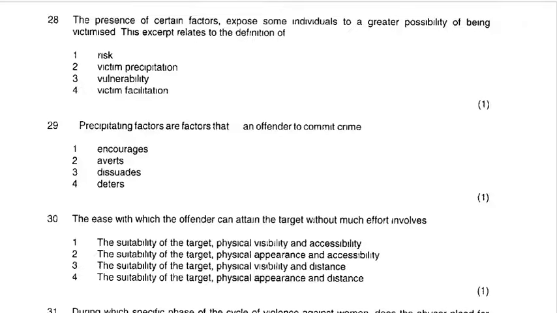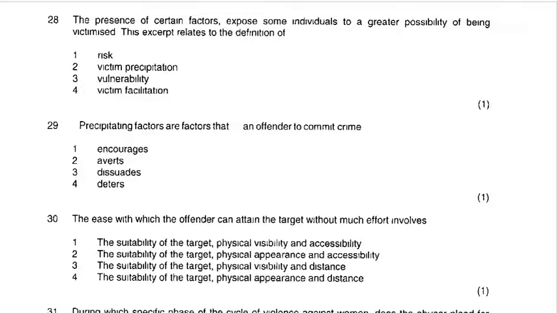29. Precipitating factors are factors that an offender to commit crime. The answer is 1, which is encourages. This is found on page 34 of our study guide. 30. The ease with which the offender can attain the target without much effort involves. The answer is 1. The suitability of the target, physical visibility, and accessibility.